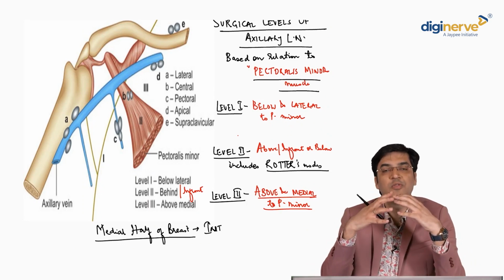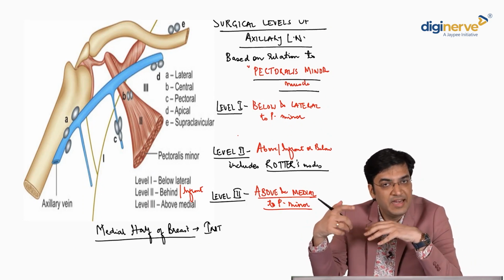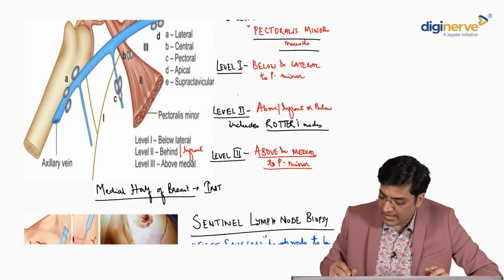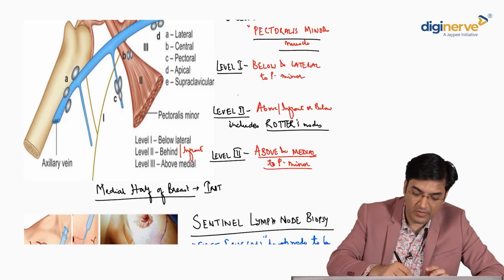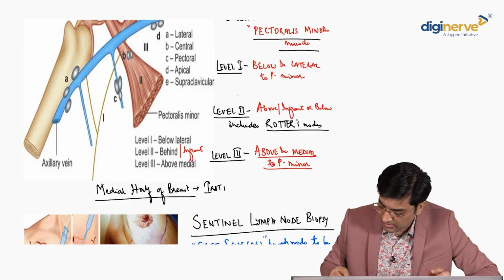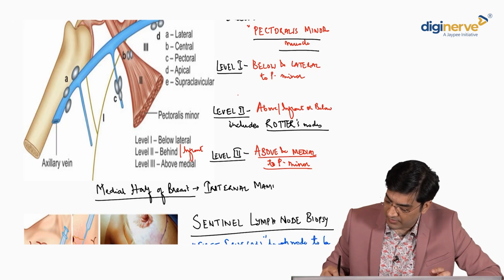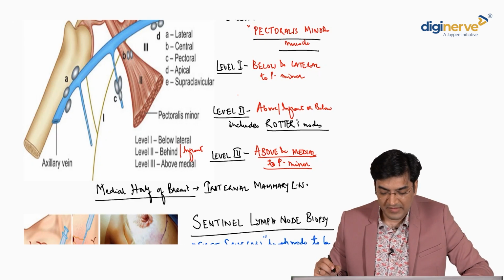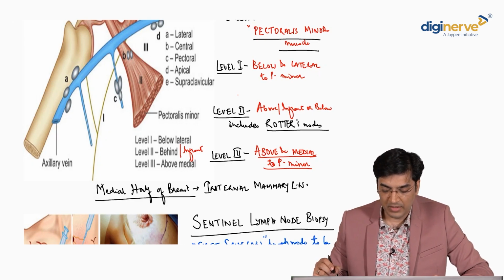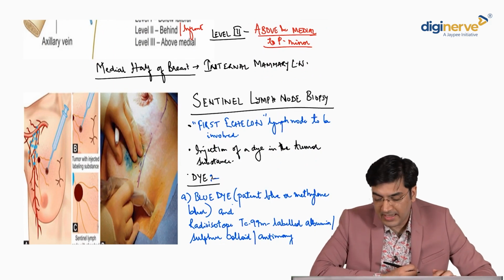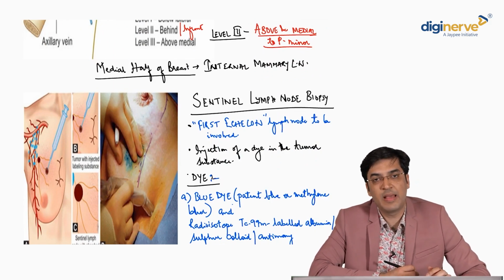Now, what happens to the medial part of the breast? Where does it drain? It drains into the internal mammary lymph nodes. Now, one thing which is very peculiar that I want you to know here is that the medial half of the breast drains into the internal mammary lymph nodes.